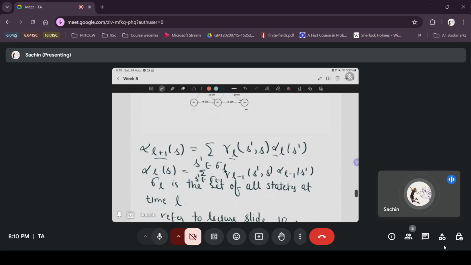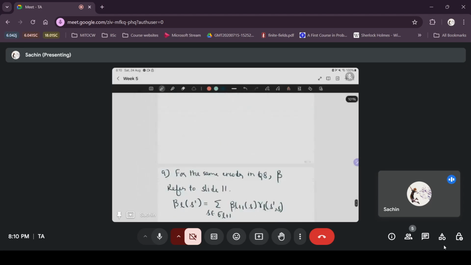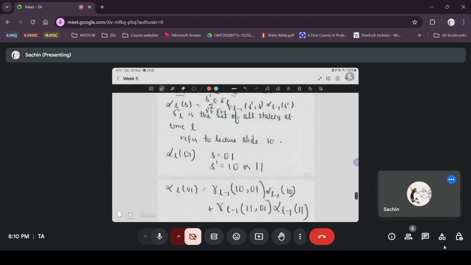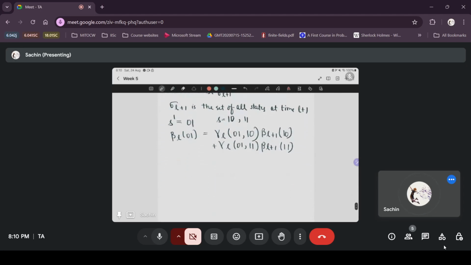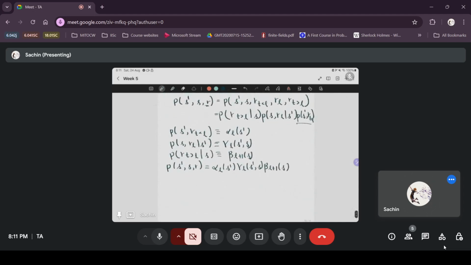Okay, so you have to substitute S and S dash from those state transitions that you have in the trellis. And what else? Find out beta L plus 1 of S for each of those states, then alpha L of S dash, gamma L of S dash, comma S. And finally, you have to substitute that.